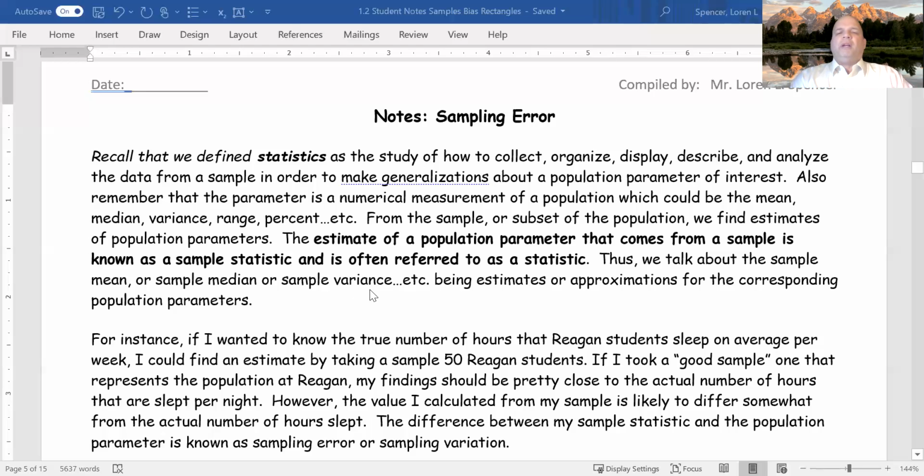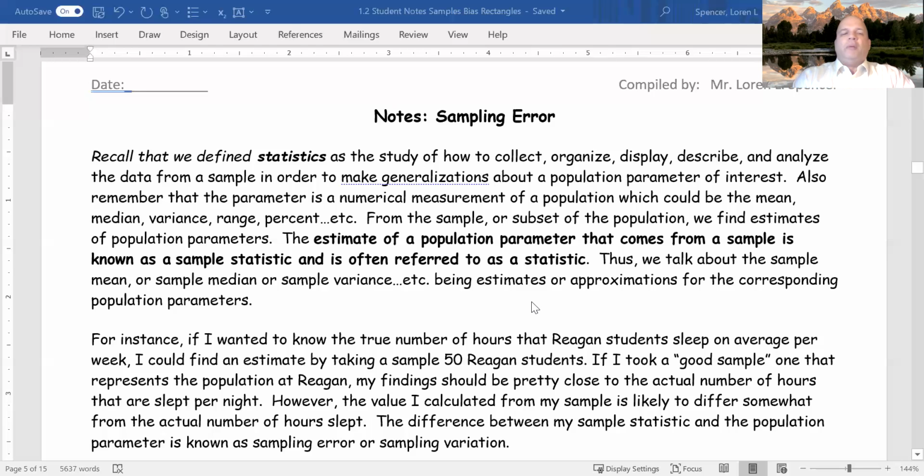So sampling error is the estimate of a population parameter that comes from a sample, and when we do it, we have variation from what actually is. So it's the variation from the actual population parameter. For instance, if I want to know the true number of hours that Reagan students sleep on average a week, I could find an estimate by taking a sample of 50 students.